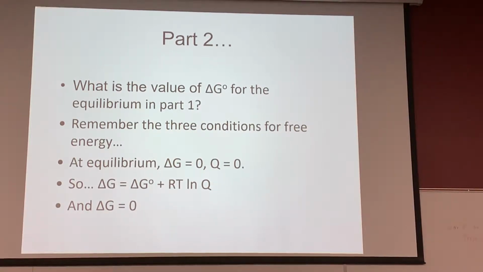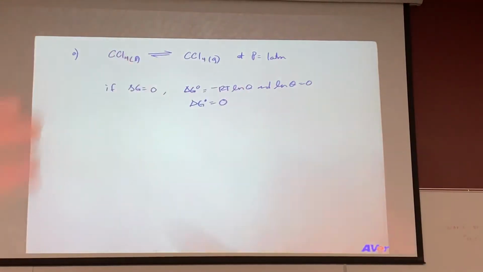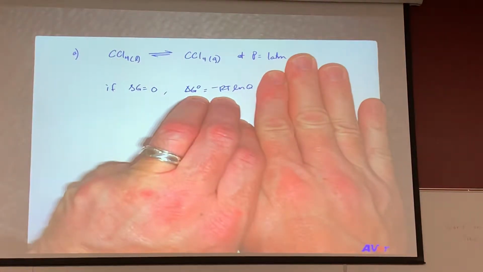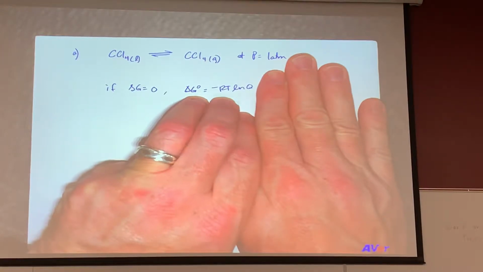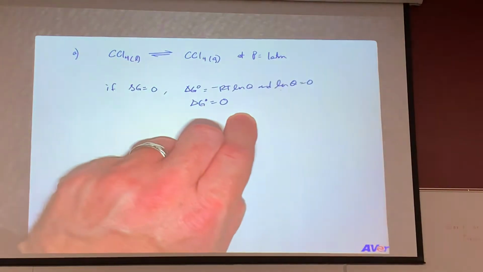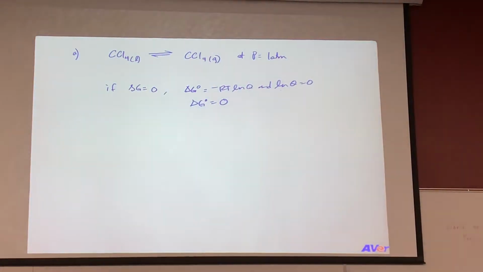Okay. So then if Q is zero, I want to make sure I say this the right way. If Q is equal to zero, natural log of Q, this term drops out, delta G is equal to zero. Well, at equilibrium you've got concentrations equal to 1 molar, then the natural log of 1 is 0. And then delta G is also equal to 0.